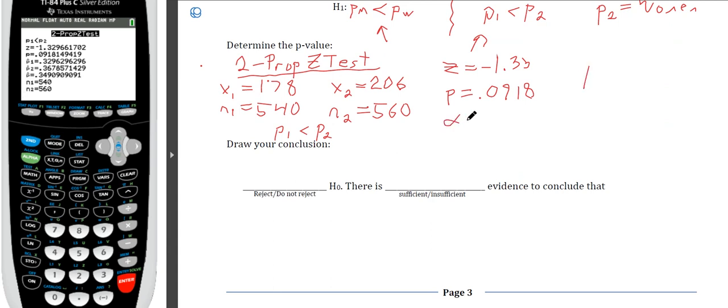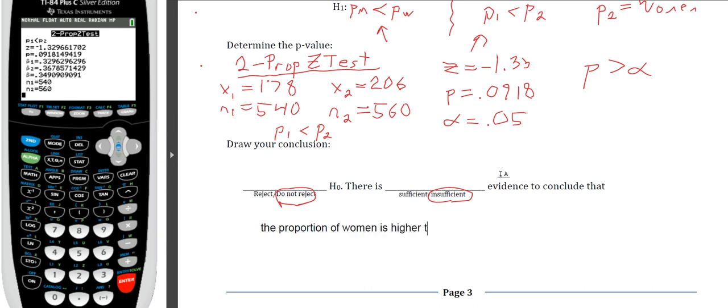Since we have alpha is 0.05, we can then say that p is greater than alpha, which means that we failed to reject the null hypothesis. We did not get enough information. There is insufficient evidence to claim that the proportion of women is higher than the proportion for men.